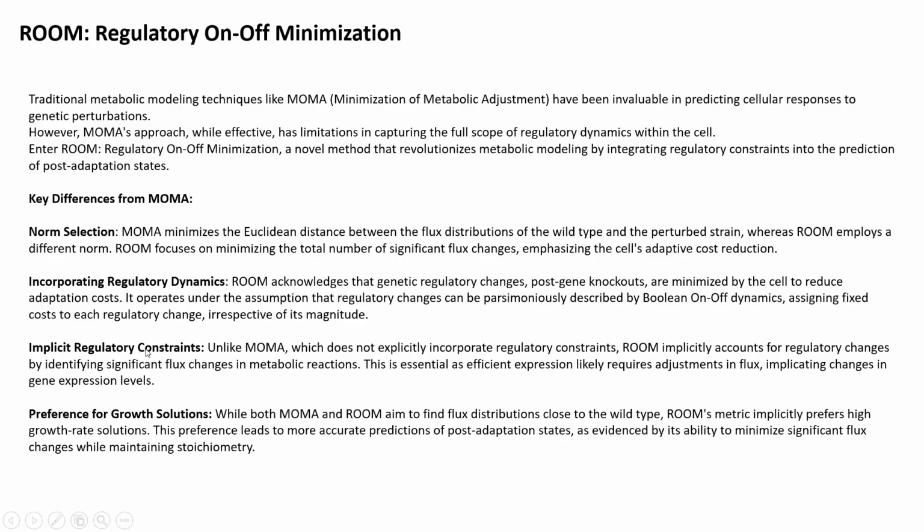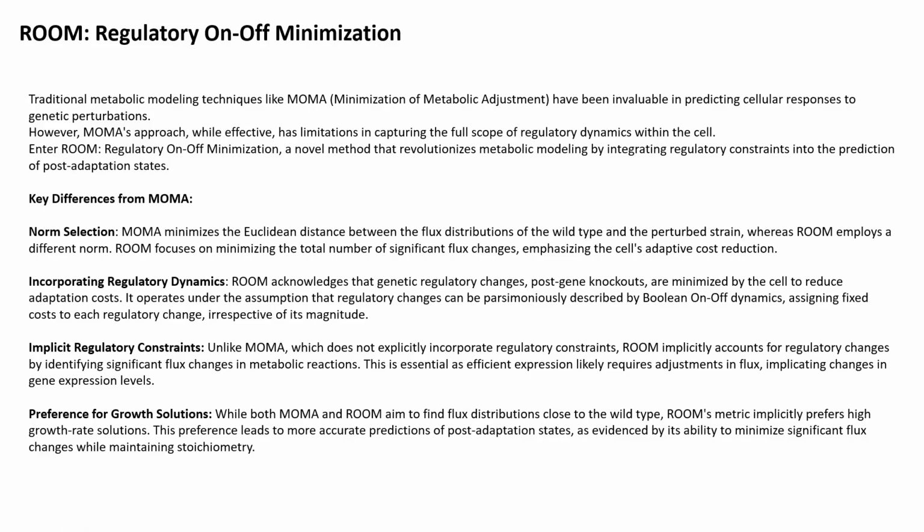Also, there are regulatory constraints as we discussed in the beginning. MOMA and also FBA do not consider these regulatory constraints, these transcription factors that can regulate the gene expression. There are other factors that actually regulate the gene expression. So unlike MOMA, which does not explicitly incorporate regulatory constraints, ROOM implicitly accounts for regulatory changes by identifying significant flux changes in metabolic reactions. This is essential as efficient expression likely requires adjustments in flux implicating changes in gene expression levels.